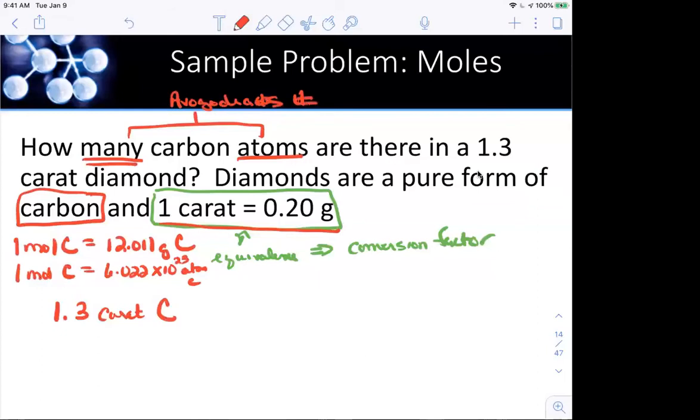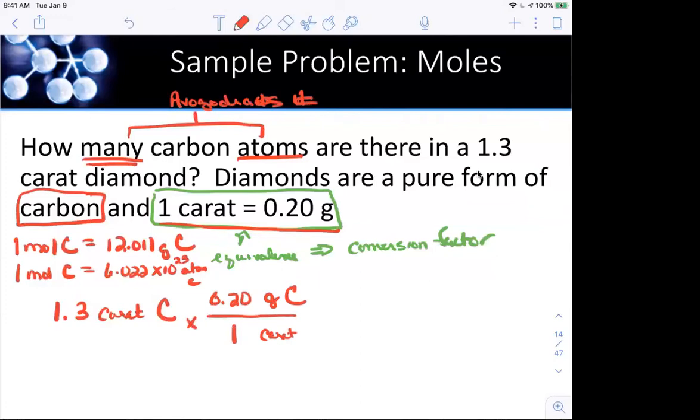All right, so this is what I'm given. I want to convert from carats to grams of carbon. So for every 1 carat, I have 0.20 grams of carbon.